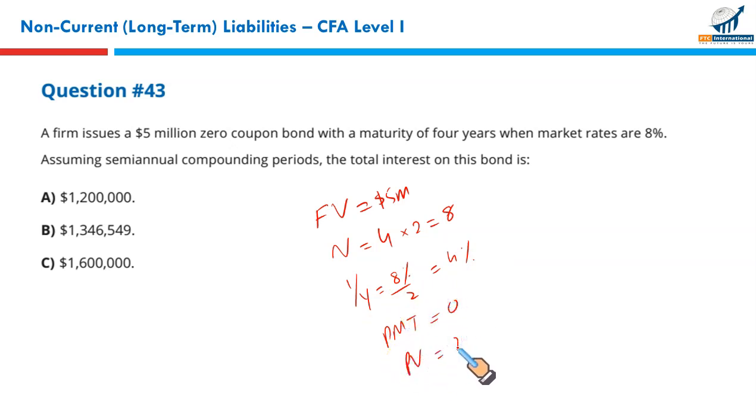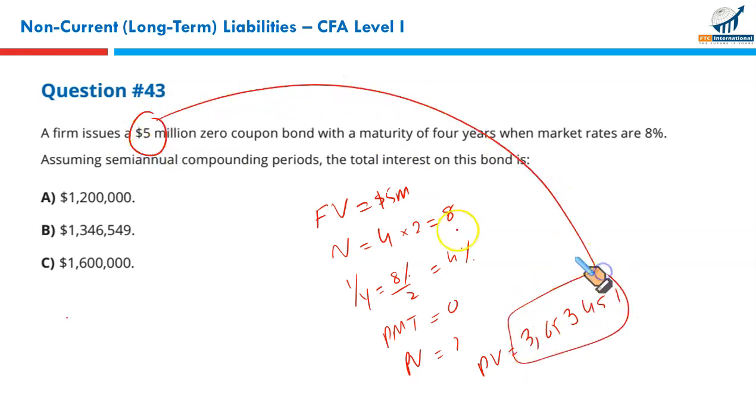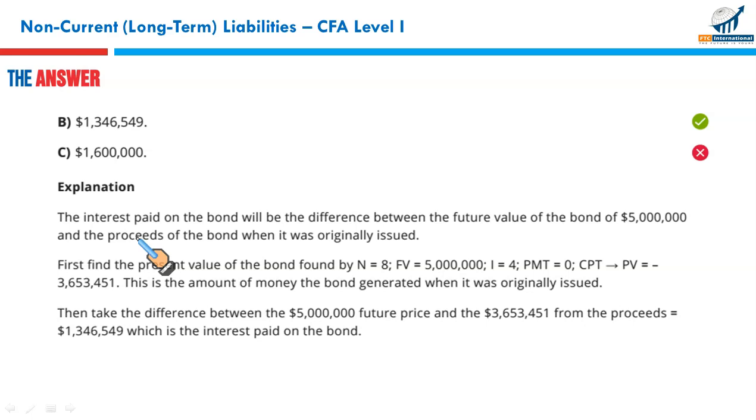Plug in these numbers in your TVM on financial calculator. You will get the present value. It's going to be 3,653,451. Now if you compare the par with the amount you received, since it's a zero coupon bond, the difference between par and the issue proceeds effectively represents the total interest on this bond. So the difference between 5 million and 3,653,451 will be the answer, and this was option B, the right option.